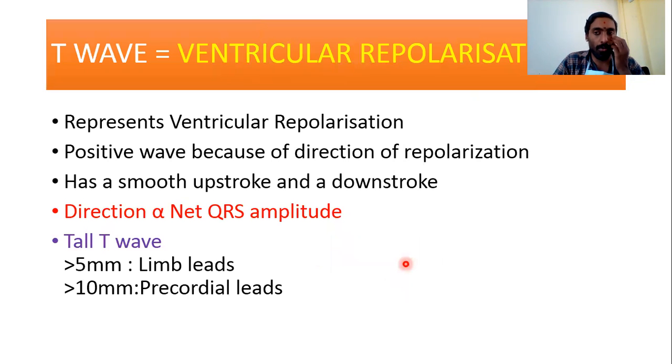So once we know how the nomenclature is done, let's proceed to the ventricular relaxation called as T wave. So the two things to remember, T wave corresponds to the net QRS amplitude. And how do you define a tall T wave? More than 5 in limb leads and more than 10 in the precordial leads is termed as a tall T wave.